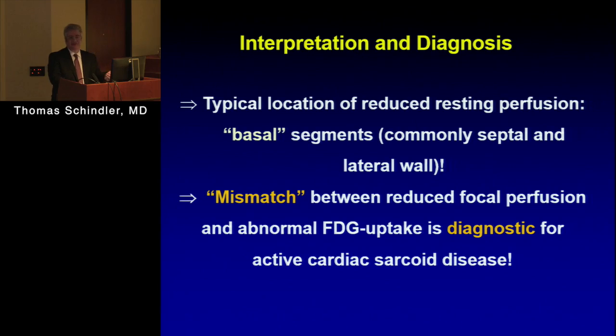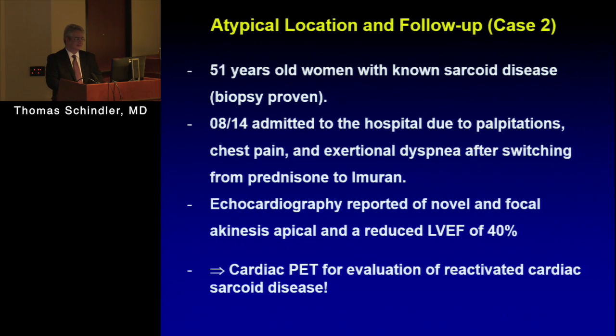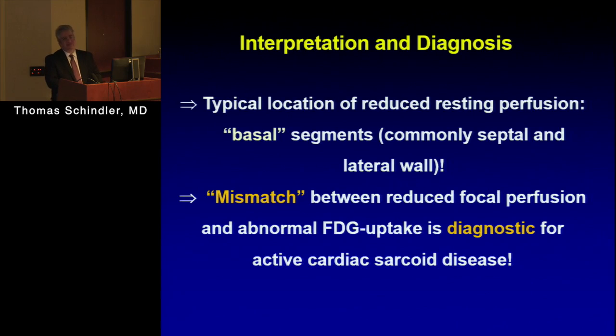And when you have a mismatch, meaning mild reduction in perfusion and uptake of FDG, that's widely diagnostic for active cardiac sarcoidosis. The problem with biopsy sometimes is you have a diagnostic yield of 20–30%. So if you do a myocardial biopsy and you catch the sarcoidosis, it's great, but if you have a negative response, it doesn't mean that there's no cardiac sarcoid. That's why there's such a high interest now in sarcoidosis imaging.